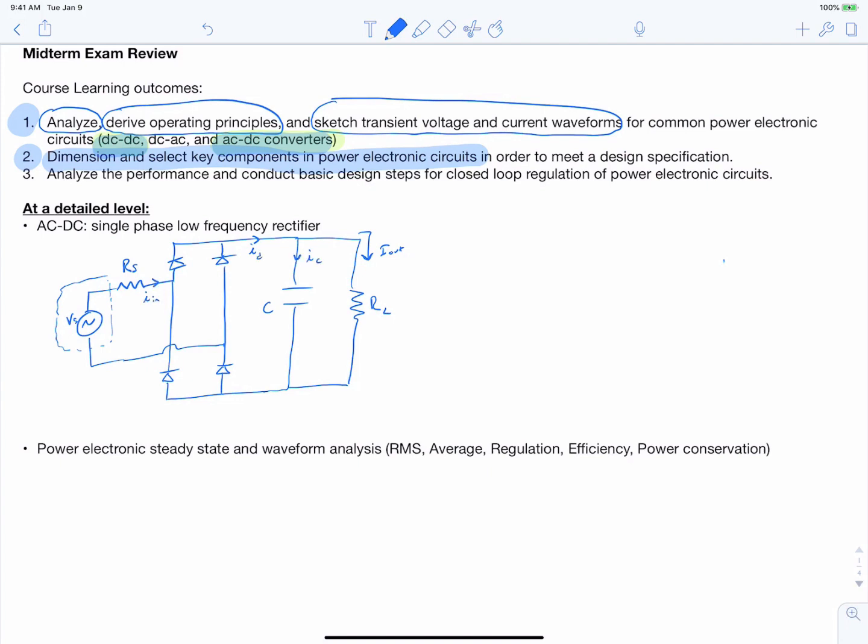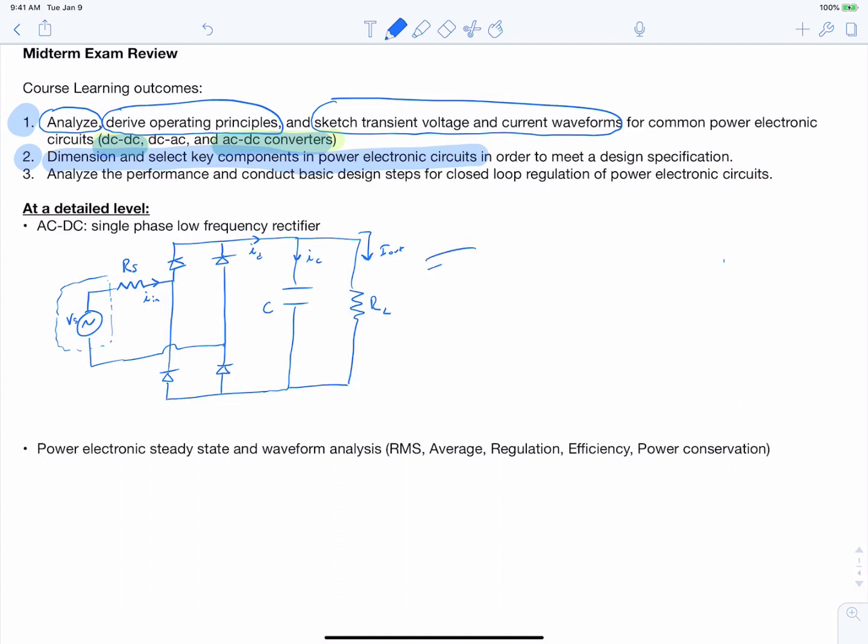So with this circuit, we practiced drawing the waveforms for each device, for the diodes, for the capacitor, for the load resistance, for the input of the circuit. And we drew these waveforms in terms of both currents and voltages. So you should be prepared and ready to analyze this circuit and recreate those waveforms.